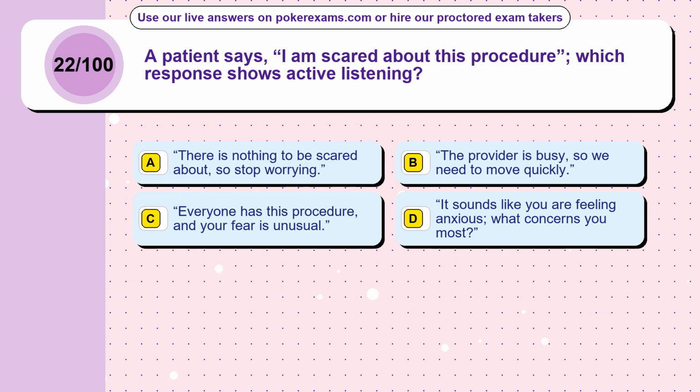Question 22. A patient says, "I am scared about this procedure." Which response shows active listening? Option A, there is nothing to be scared about, so stop worrying. Option B, the provider is busy, so we need to move quickly. Option C, everyone has this procedure, and your fear is unusual. Option D, it sounds like you are feeling anxious.